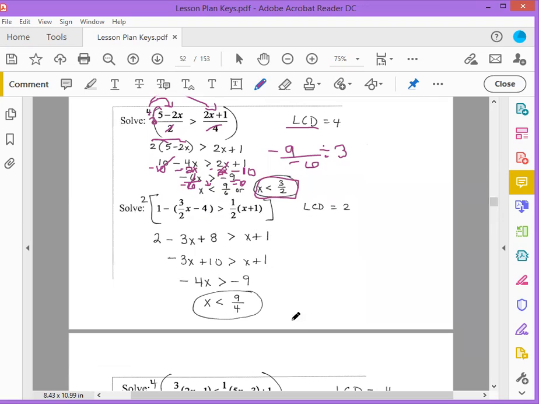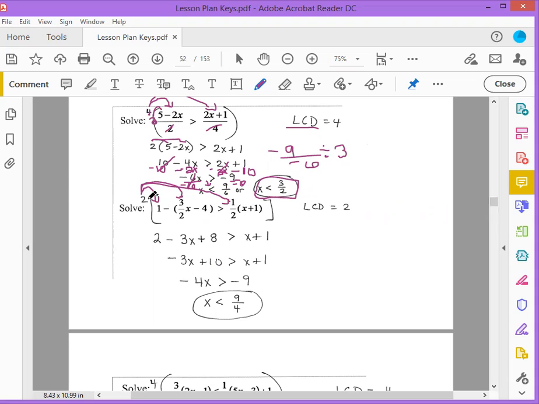The next problem, we have 1 minus 3/2 (x minus 4) greater than 1/2 times (x plus 2). These denominators are 2. That's our least common multiple, so we're going to multiply all of the terms times 2.